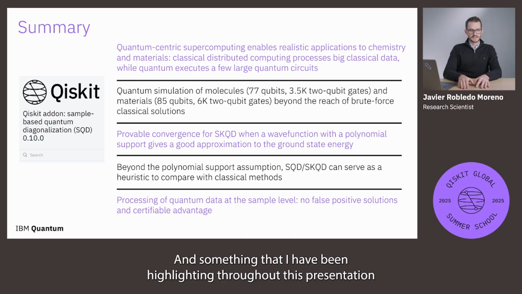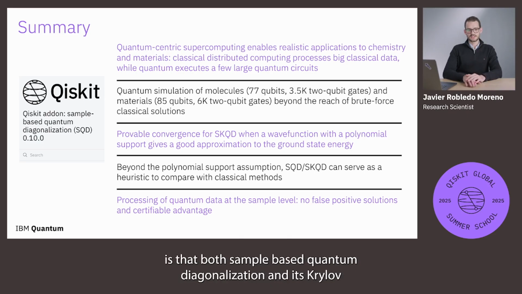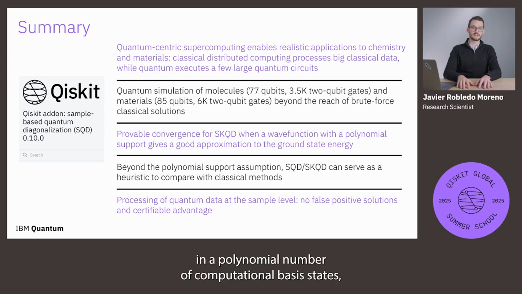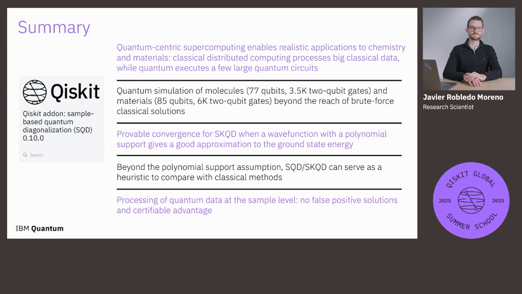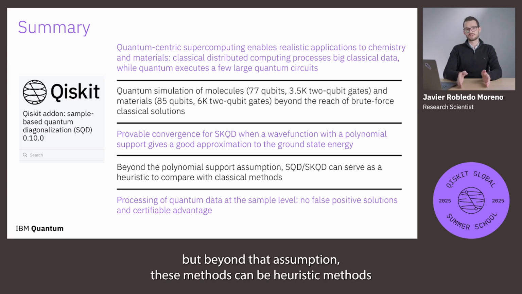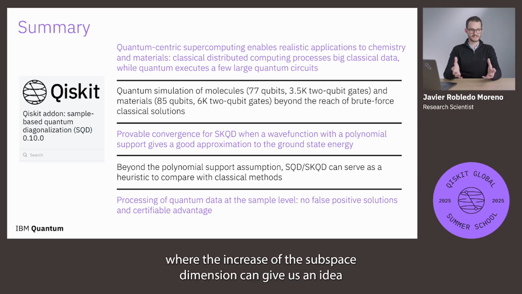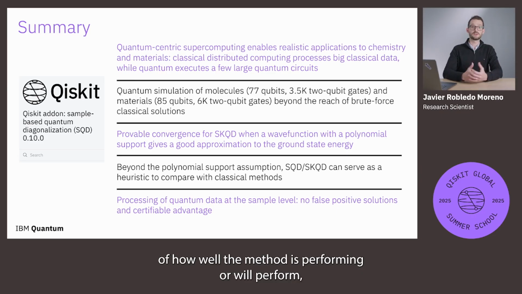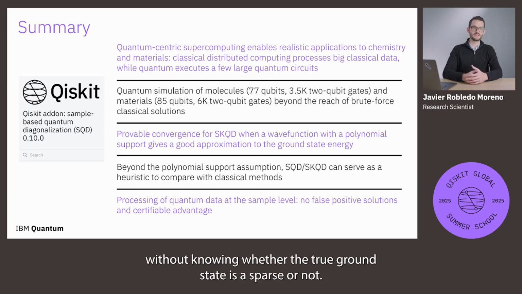And something that I have been highlighting throughout this presentation is that both sample-based quantum diagonalization and its Krylov version work best when the ground state is supported in a polynomial number of computational basis states. But beyond that assumption, these methods can be used as heuristic methods, where the increase of the subspace dimension can give us an idea of how well the method is performing or will perform, without knowing whether the true ground state is sparse or not.